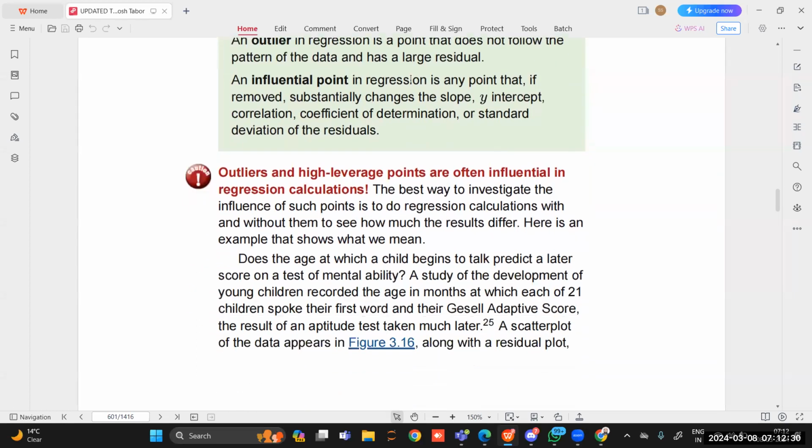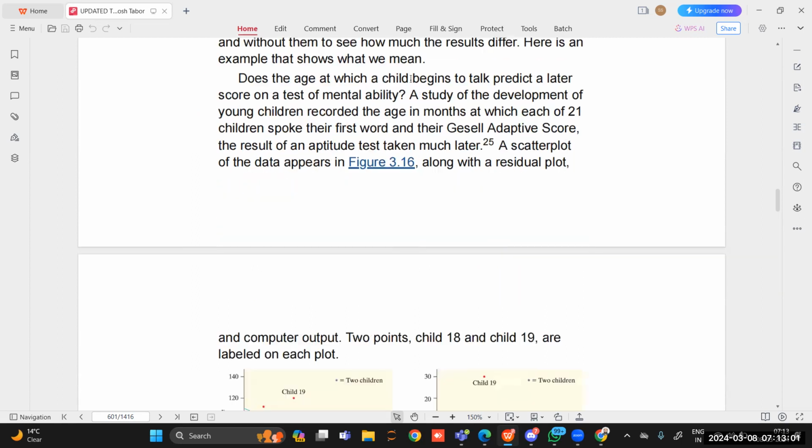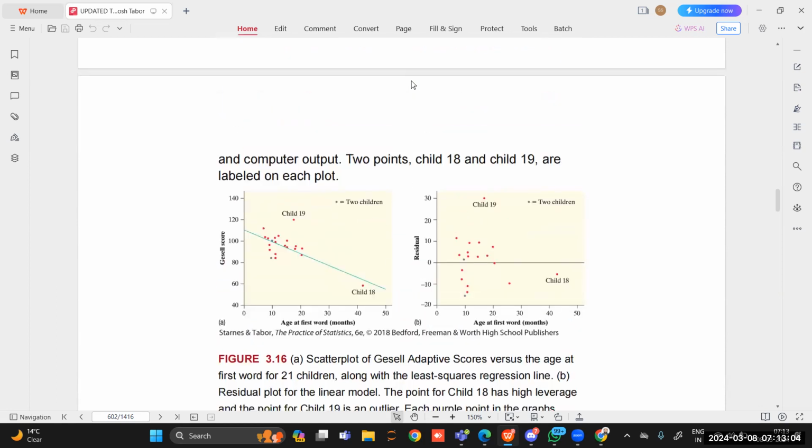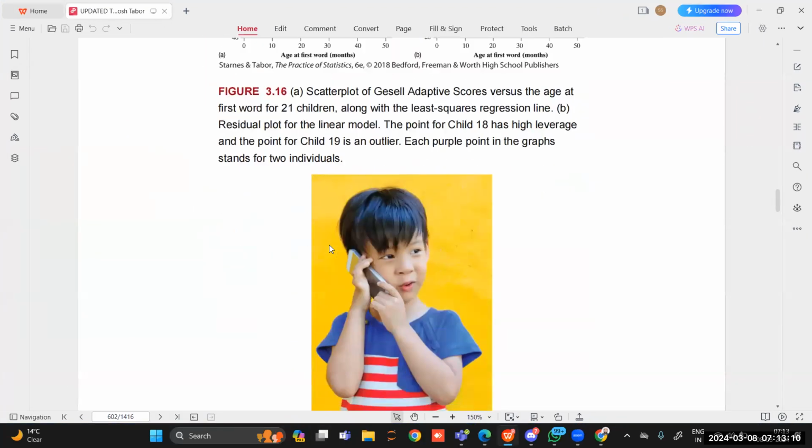Outlier and high leverage points are often influential in the regression calculations. The best way to investigate the influence of such a point is to do the regression calculation with and without it. If you want to find out whether some point is an influential point or not, just eliminate that data point and calculate the regression line, and then put that point back and calculate the regression line equation. So you can see the difference. If any one of the things is changing, then there will be a substantial difference in the regression line. Is it clear, Zaid? All the things? Yeah, you got it.